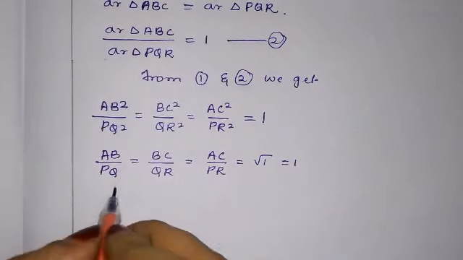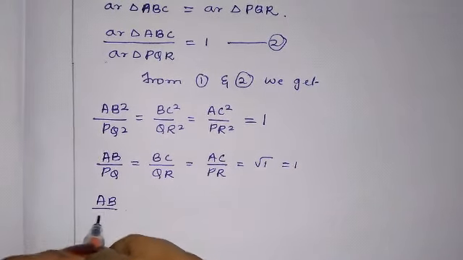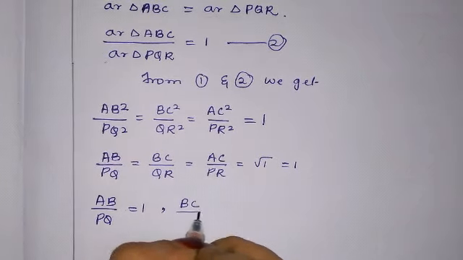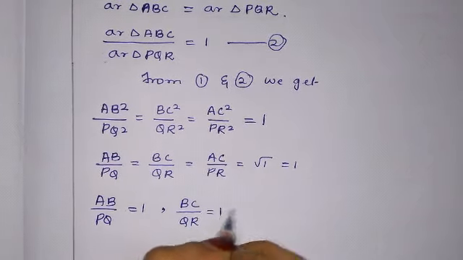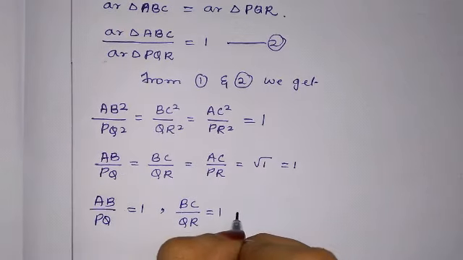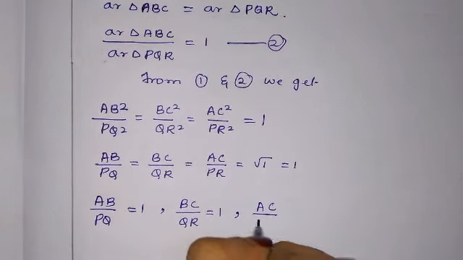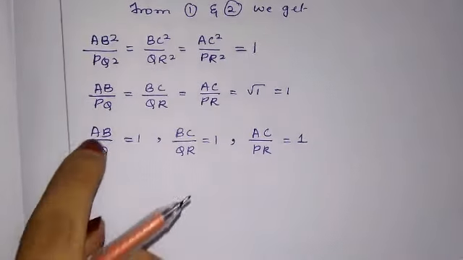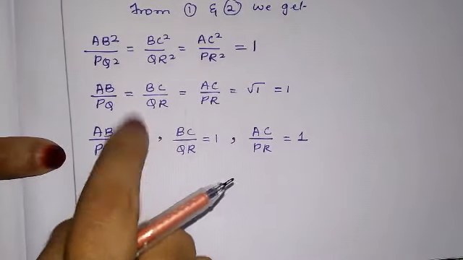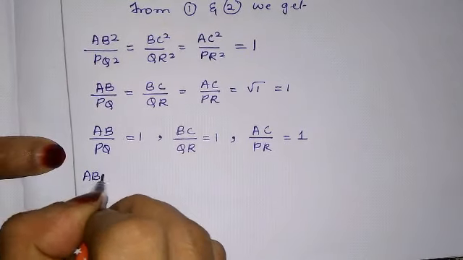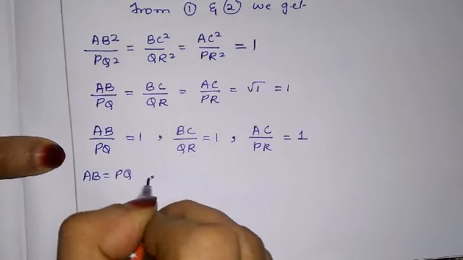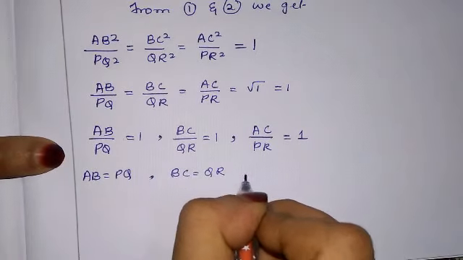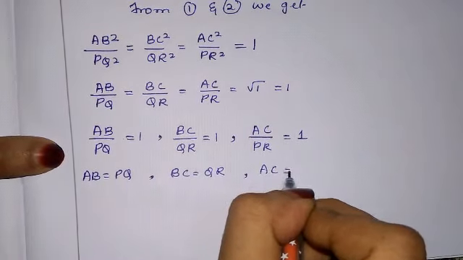So let us separately write AB by PQ is equals to 1. BC by QR is equals to 1. I'll separately write 1 to everyone, like AC by PR is equals to 1. Now clearly this PQ will multiply here, that is AB is equals to PQ and BC is equals to QR. QR into 1 is QR. AC is equals to PR.